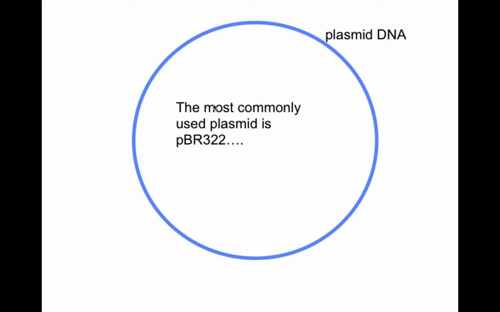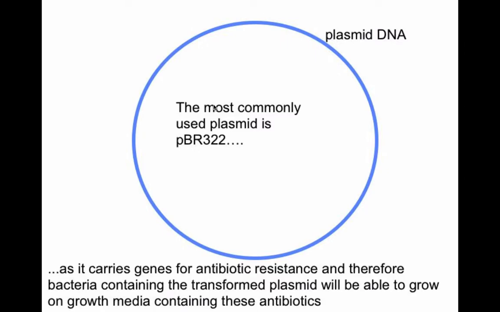This is a commonly used one, and it's very useful because it's got antibiotic resistance genes, which allows you to only grow bacteria that have successfully taken up the plasmid. Because if you plate them out onto agar containing the antibiotic, then only the ones that have taken up this plasmid will be able to grow on it because they've got the resistance genes. The millions of bacteria that haven't taken up the plasmid because your technique wasn't successful would be killed.